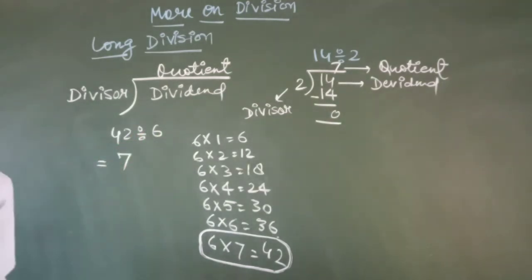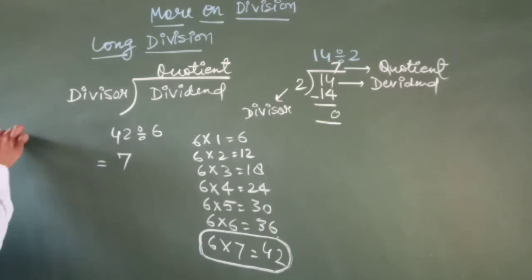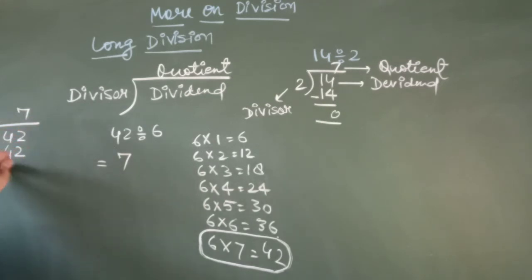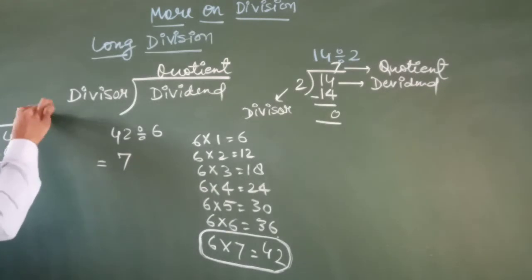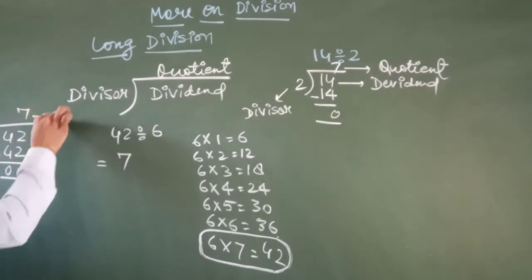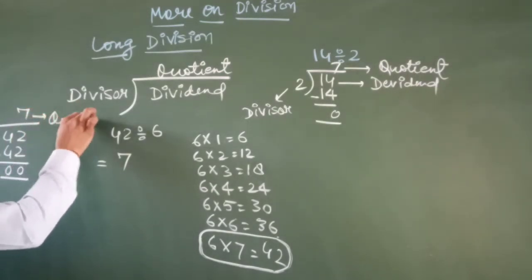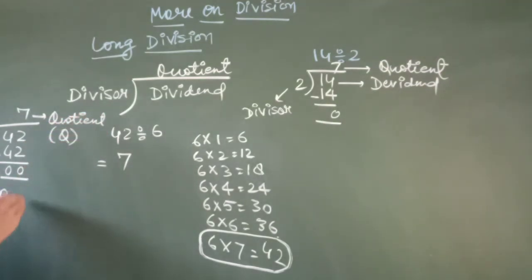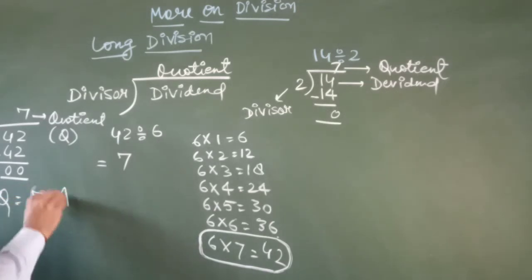Okay, and now we have to find it. You can see here that from this method you can find it. 42 divided by 6. We have to read the table, that is 6 7s are 42. 2 minus 2 is 0 and 4 minus 4 is 0. That is the quotient and we call it Q. So the quotient is 7. Okay, that is the answer.